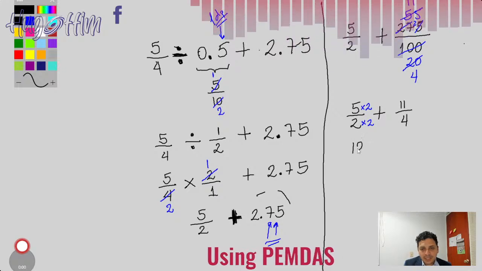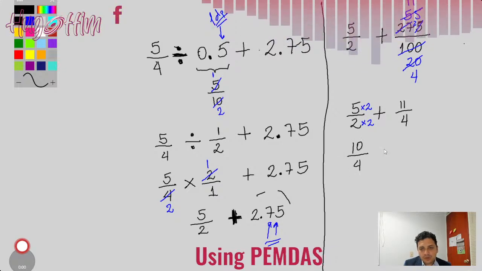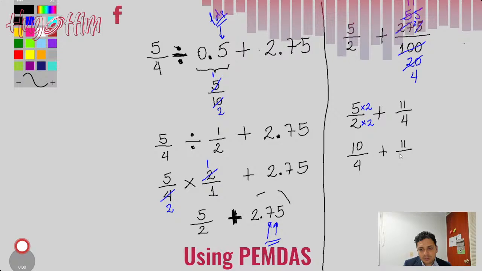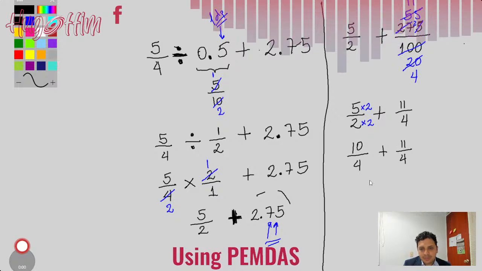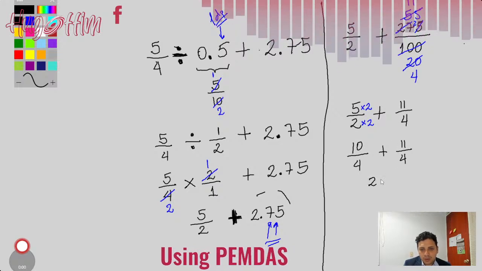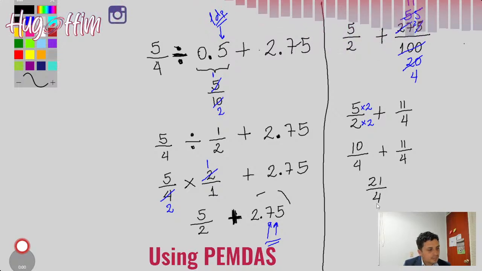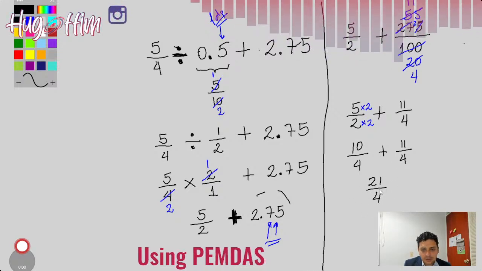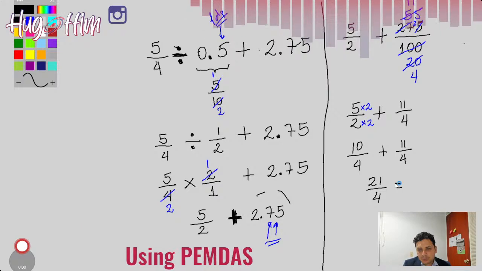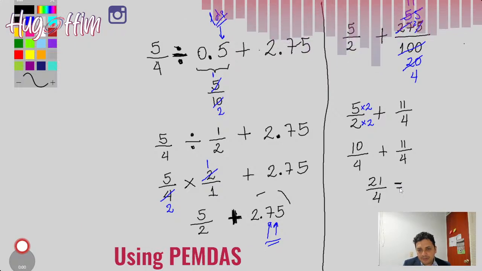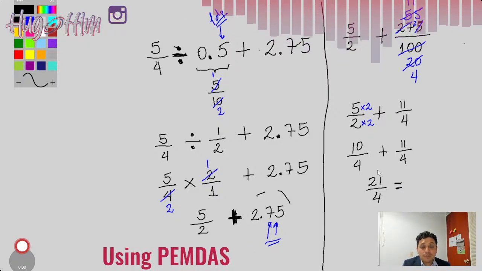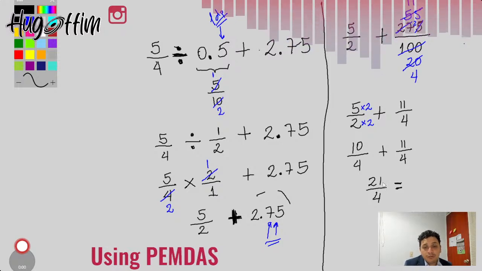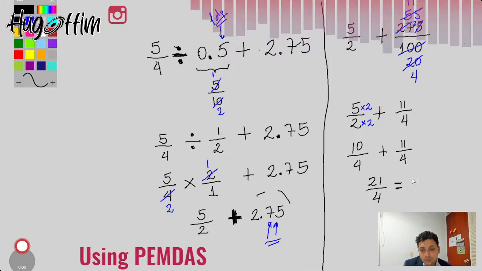5 times 2 is 10. 2 times 2 is 4. Plus 11 over 4. 10 plus 11 is 21 over 4. And I already have my answer. I want it as a mixed number. Remember that you can find this as a mixed number if you find the multiple of 4 that is closer to 21. In this case it will be 20.